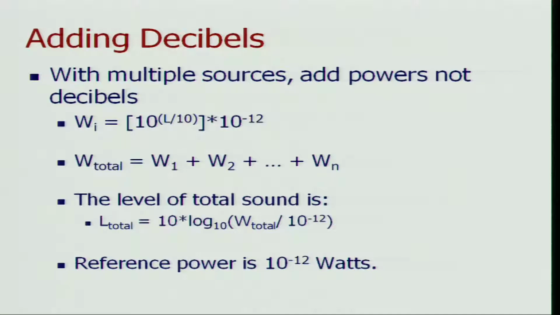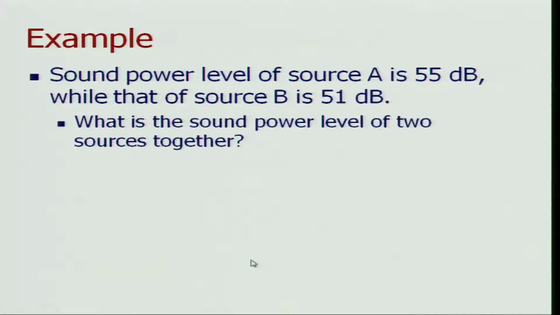Adding decibels: with multiple sources, add powers and do not add decibels. What does that mean? Suppose there are n sources. The power emitted by the ith source, Wi, is 10 to the power of L divided by 10, times 10 to the power of minus 12, where L is the decibel level. So this is how you calculate the wattage of the ith source, and then you add up all the wattages, and once you have done this, you compute the total sound power level using this, and that's how it is done.